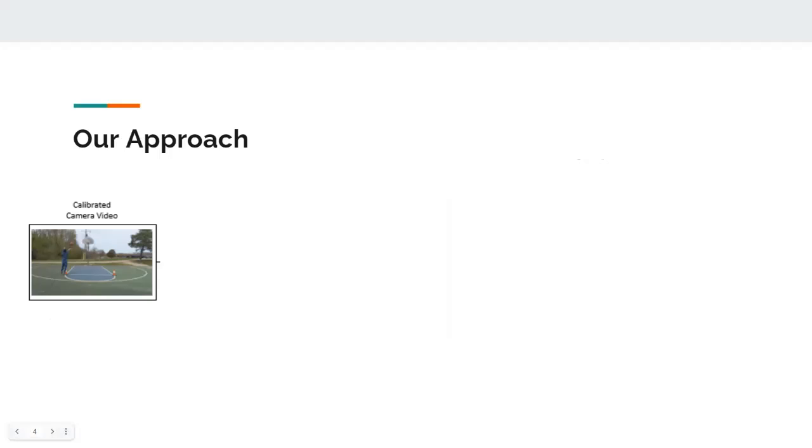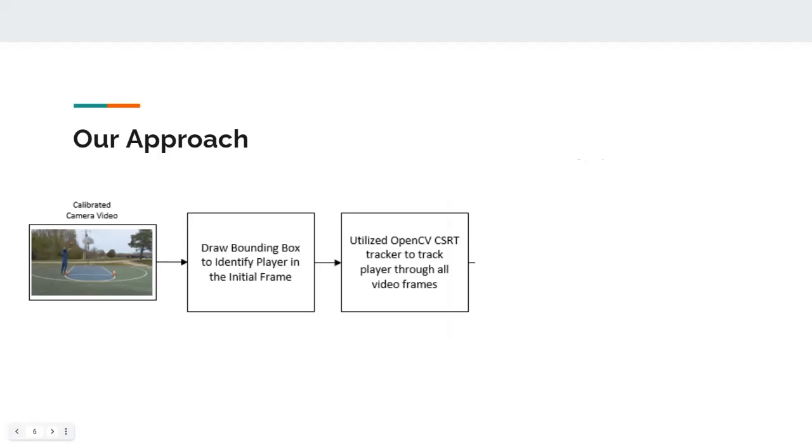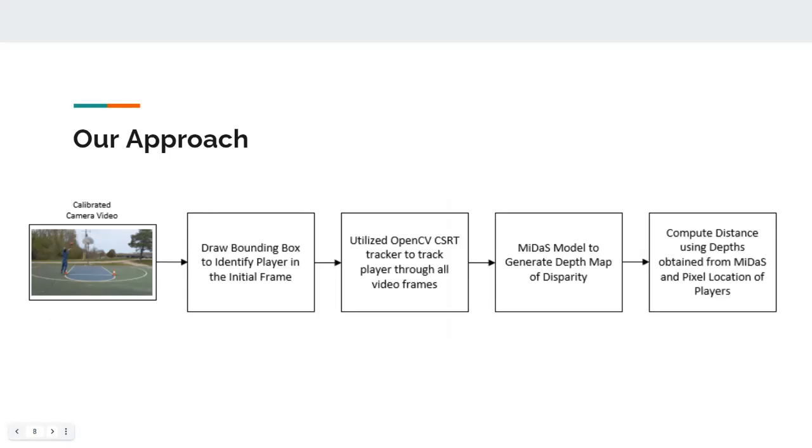Our approach combines camera calibration, tracking, and depth estimation to find the distance traveled by the player. So we first obtain the intrinsic camera parameters with a checkerboard camera calibration. We then draw the bounding boxes around each player and also a landmark with a well-known distance. And then we use the CSRT tracker from OpenCV to track the players and landmark in each frame. We also use a deep learning model to generate the depth map of disparity. Finally, putting everything together, we convert from pixel coordinates of the image to world coordinates. And then using the world coordinates, we can estimate the distance traveled between each frame.